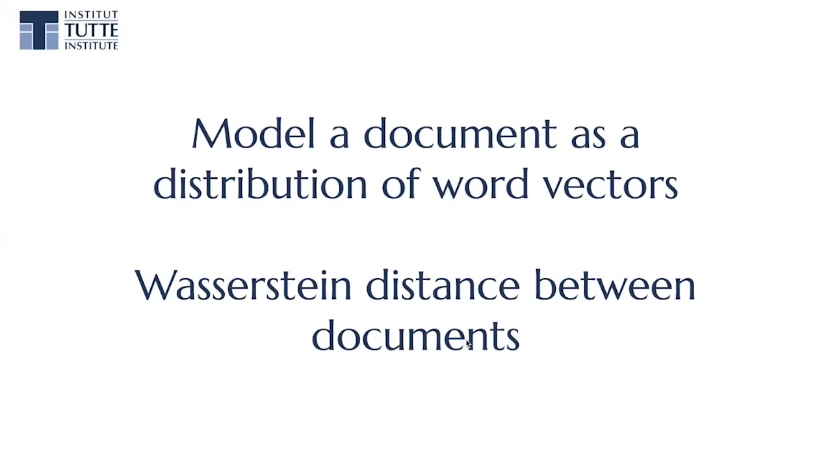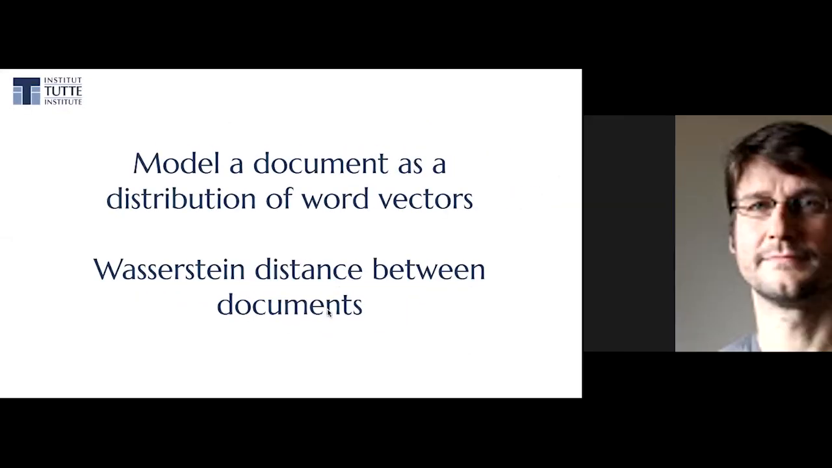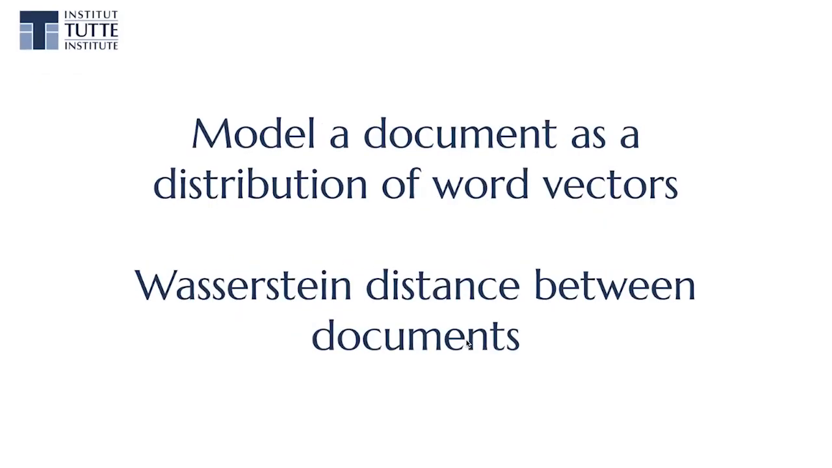So the path is pretty clear. We model a document as a distribution of words. We can consider the space of word vectors and distances between them, and using Wasserstein distance, get a much better measure of distance between the documents.